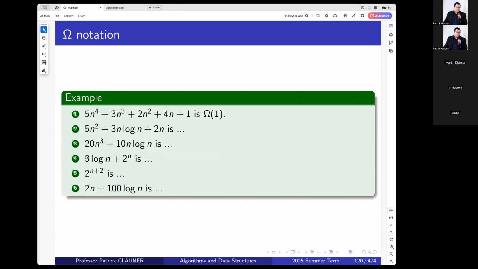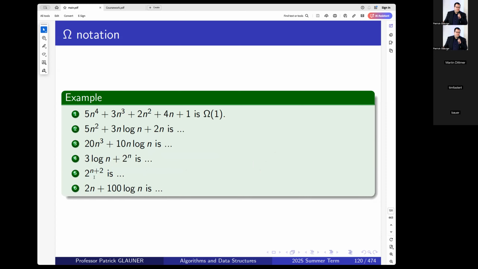Got the right answer. It's omega of log n, because this is the lower order term. Then 2 to the power of n plus 2 is omega of what? So for number 5. I saw the question here in the chat. We'll respond to it very soon once we've done this.